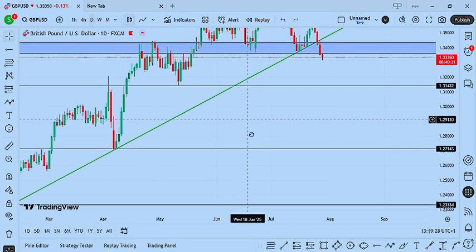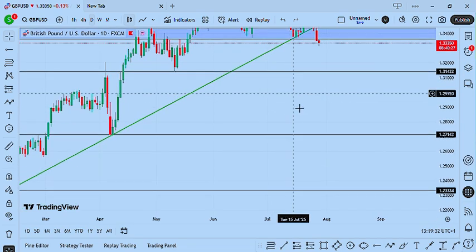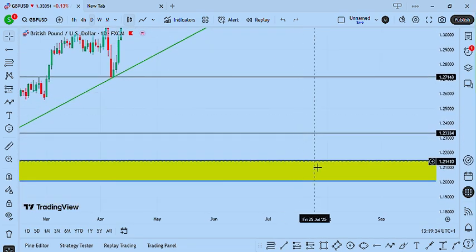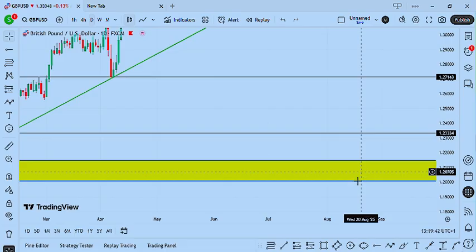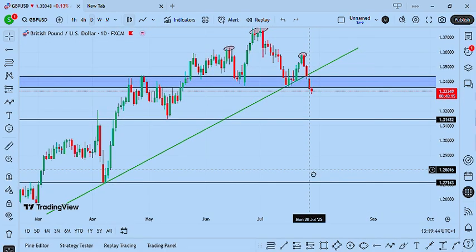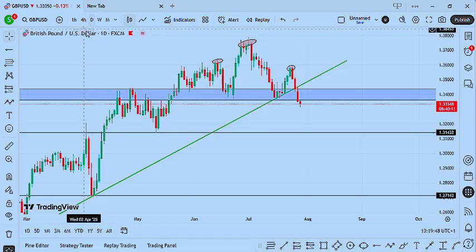My first profit target is going to be here, this black line. Second target here, so I'm aiming for an overall drop into this institutional level of 1.2, this yellow bar. So the British pounds is pointing towards the downside right now.